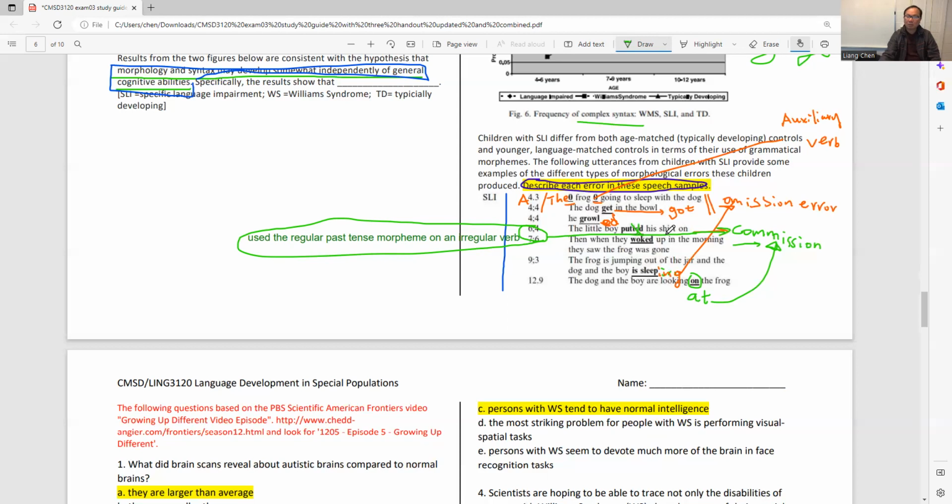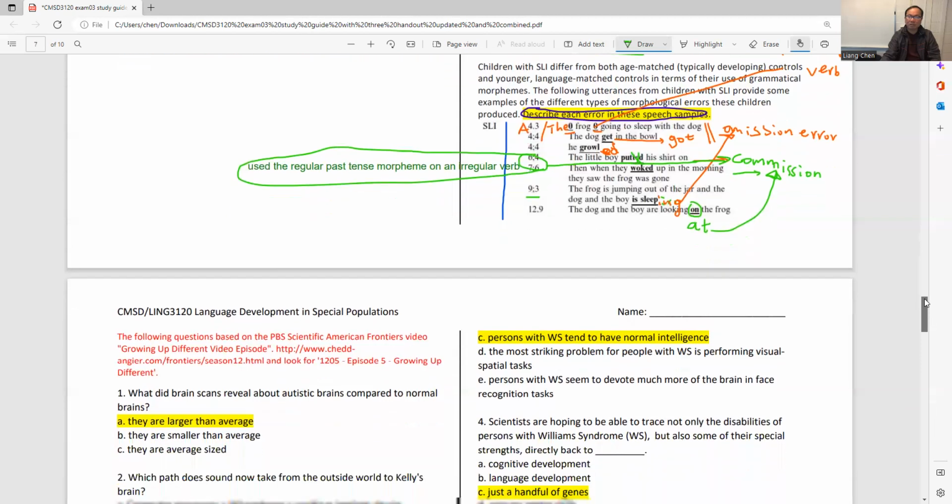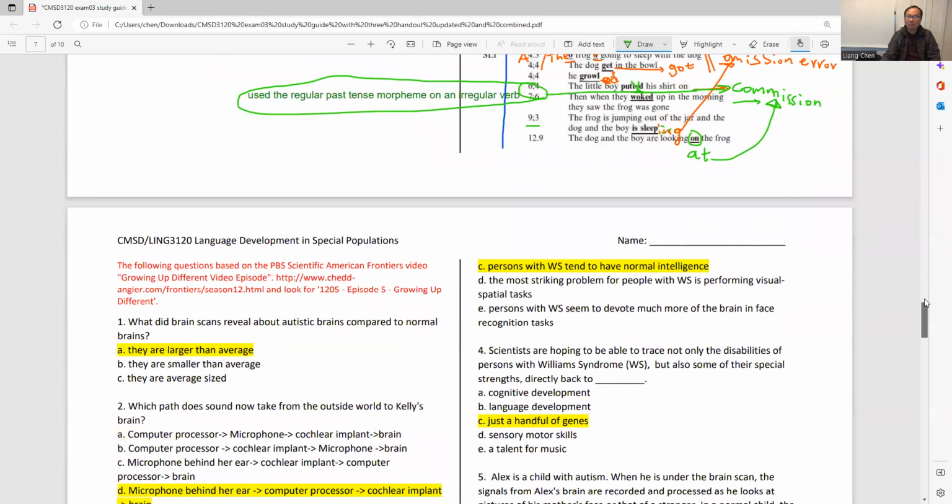And then 9.3, these are the ages of the children. This child is sleeping, missing "ing." The last one, "the dog and the boy are looking on," instead, it should be "look at the frog." So again, we have a commission error. Something is used, but it used the wrong thing. That's a commission.